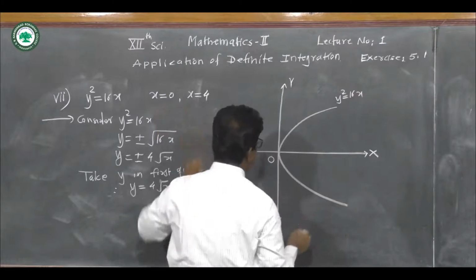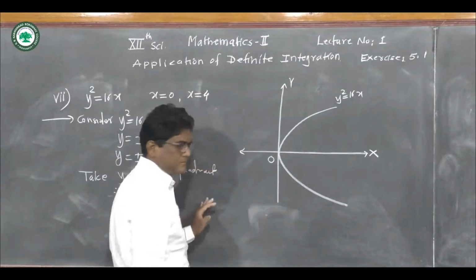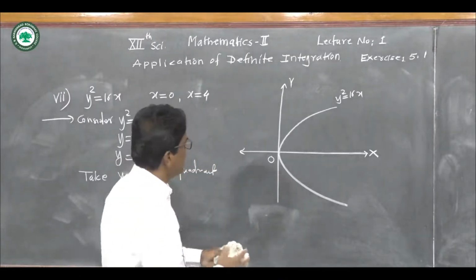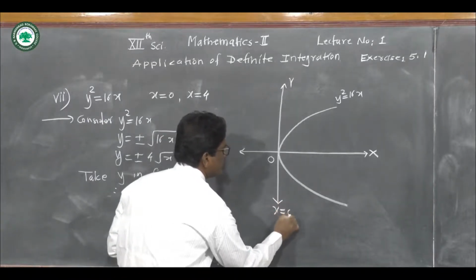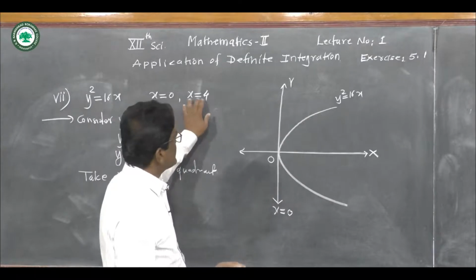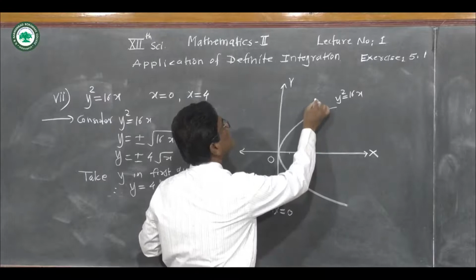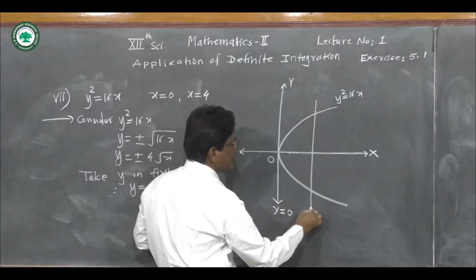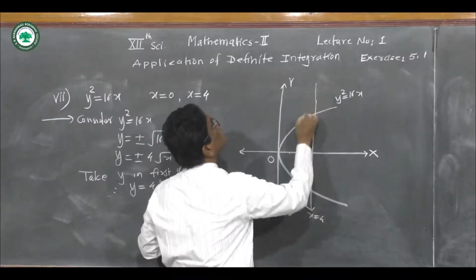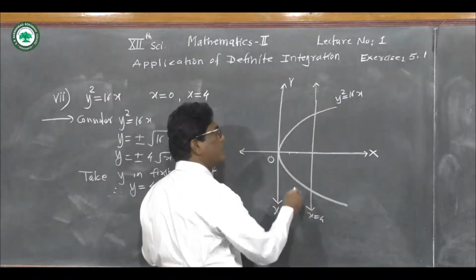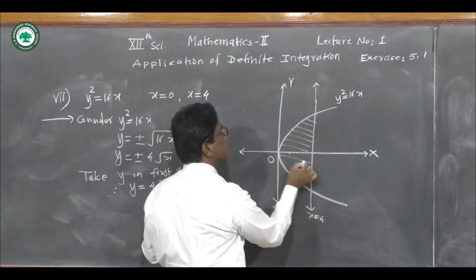Here x is equal to 0 and x is equal to 4. X is equal to 0 is on the y-axis. So suppose x is equal to 0. Now x is equal to 4, here 1, 2, 3 and 4 suppose. So consider this as x is equal to 4, which is parallel to the y-axis. Now we have to find this area.